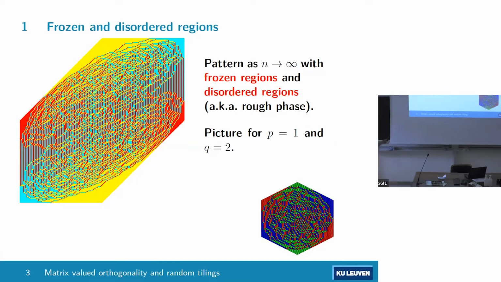This is the tiling that you get with uniform probability. So the period is just one for both, and then there's an Arctic circle that will separate the frozen region from this rough region.